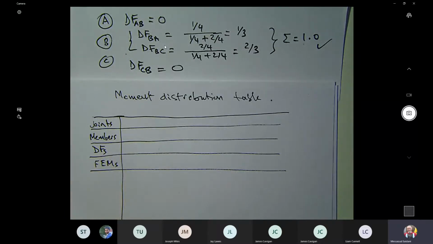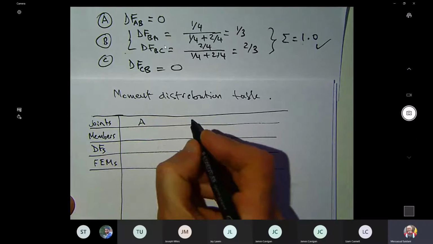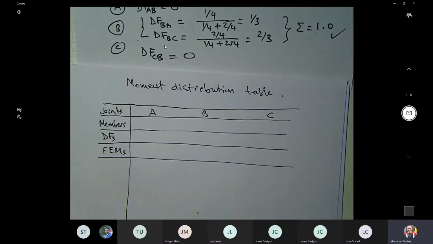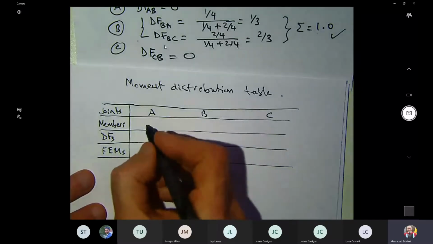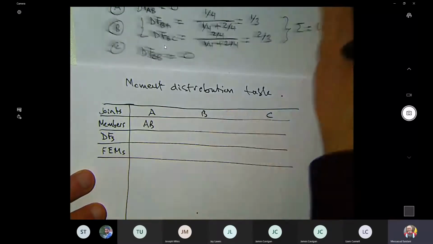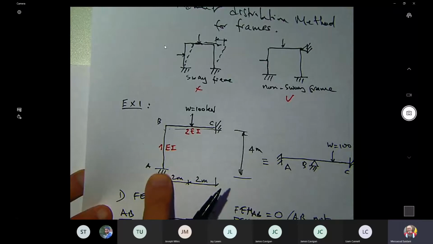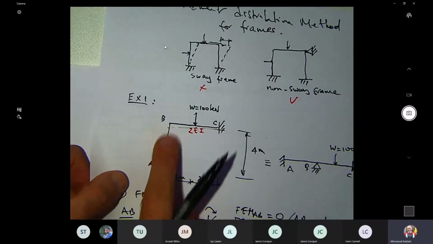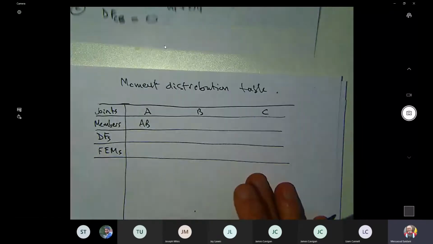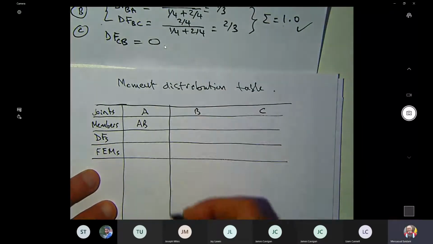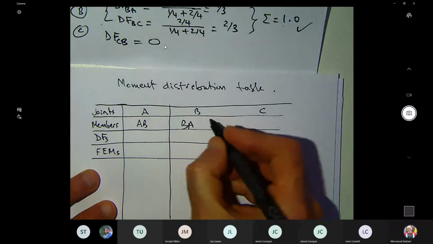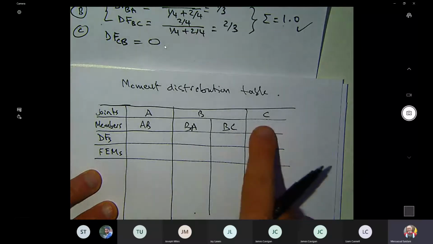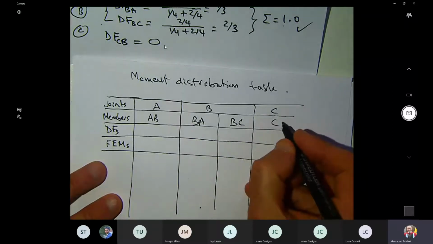We have 3 joints. We have joint A, we have joint B, we have joint C. Joint A, there is one member connected to joint A, and that's member AB. Okay, so you have one member connected to A, and that's member AB. For joint B, we have 2 members, BA and BC. And finally, joint C, we have only one member, and that's member CB.